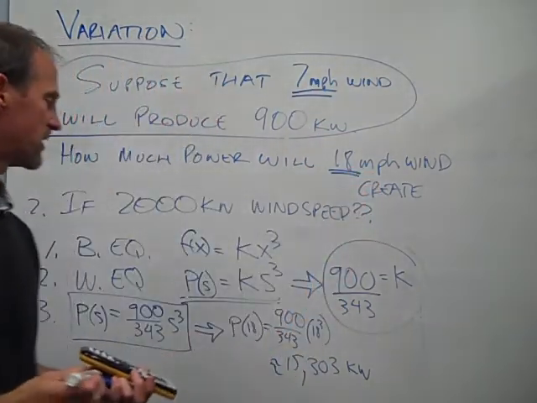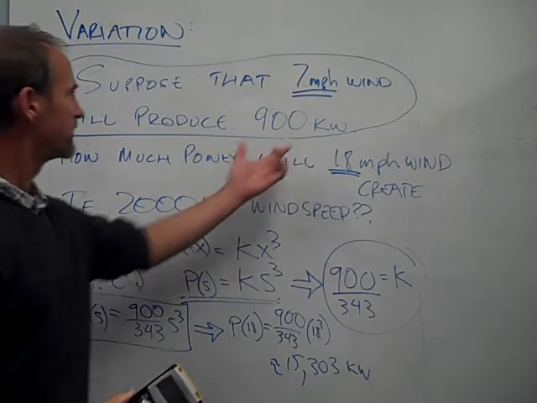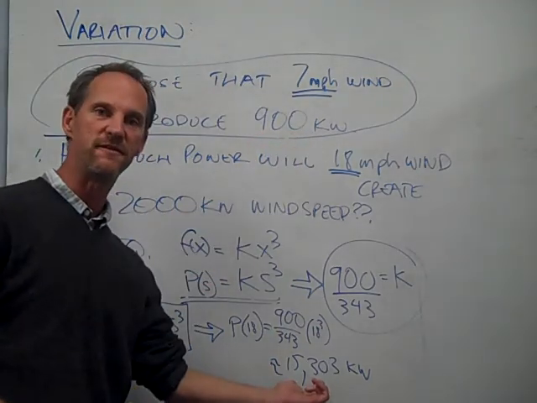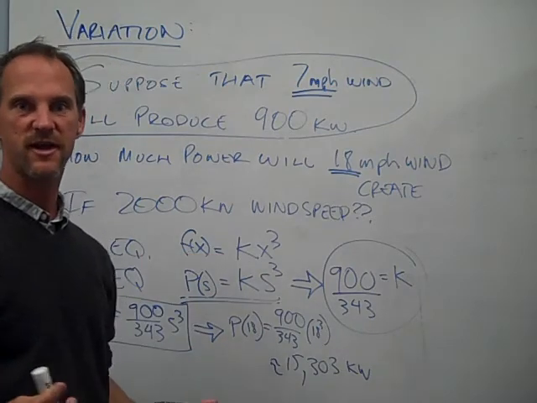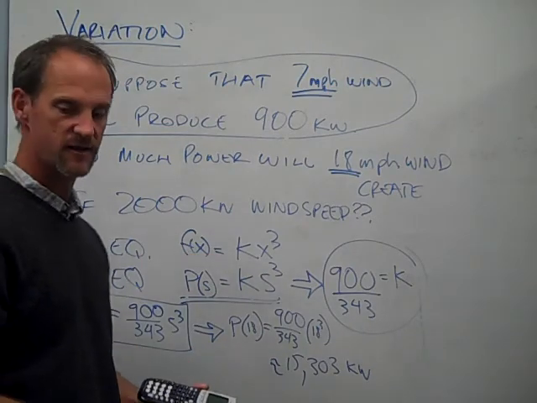So you can see the wind has gone from 7 to 18, which we might not think of as a huge jump, but the amount of power has gone from less than 1,000 to more than 15,000. That shows how an understanding of this cubic relation is really important, because if we had to guess, we might have underguessed that.